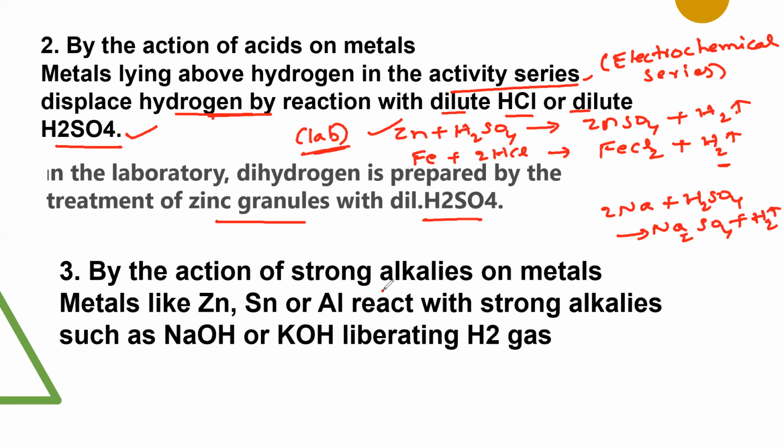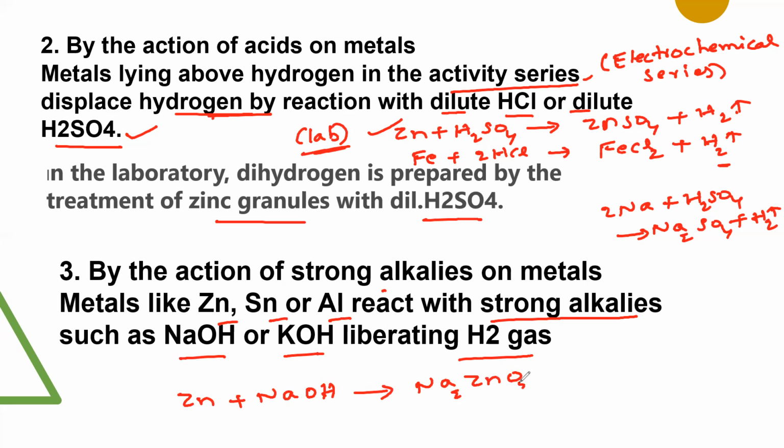Next, by the action of strong alkalis on metals: metals like zinc, tin, or aluminum react with strong alkalis such as sodium hydroxide or potassium hydroxide, liberating hydrogen gas. So zinc reacts with sodium hydroxide, that is a strong alkali, and forms sodium zincate, Na2ZnO2, plus hydrogen gas. So this is 2 moles of NaOH. Similarly, beryllium and tin react.